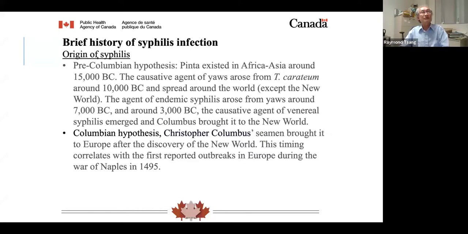The other theory is the Columbian hypothesis, which suggests Christopher Columbus, a seaman, brought the disease to Europe after the discovery of the New World. And this timing correlates with the first reported outbreak in Europe during the War of Naples in 1495.